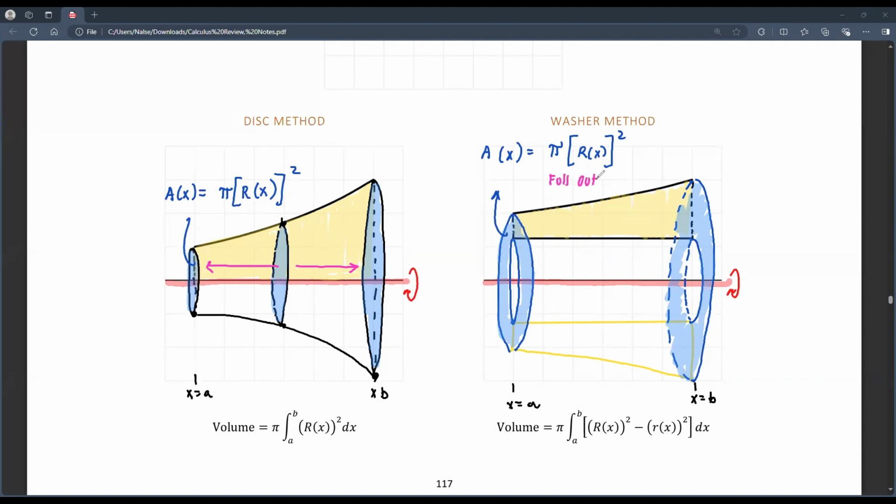In summary, we will need to take the area of the larger outer circle and subtract out the area of the smaller inner circle, which is the missing part of the washer. By integrating this difference, we will get the volume of the solid.